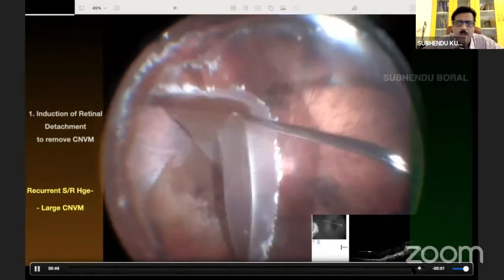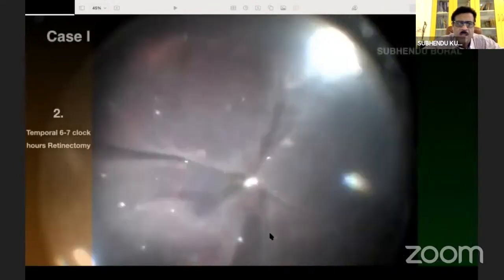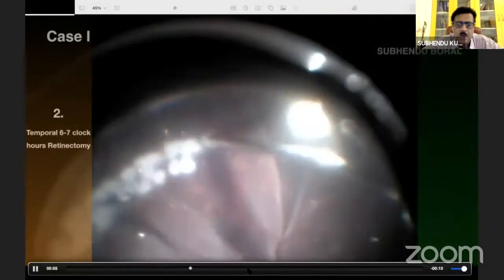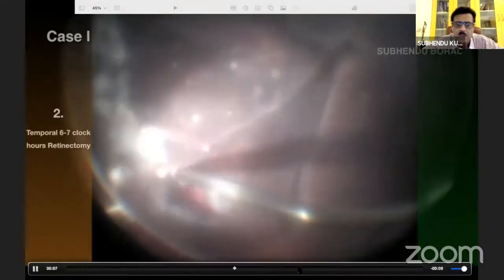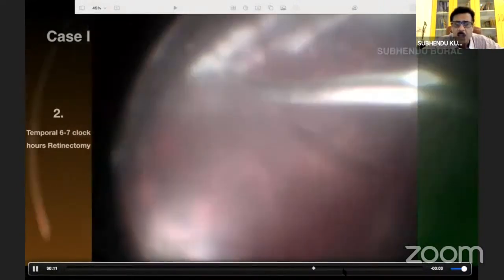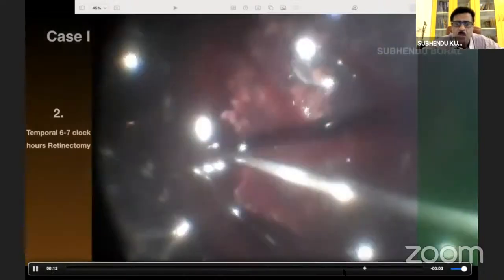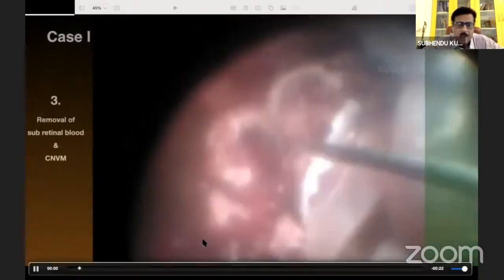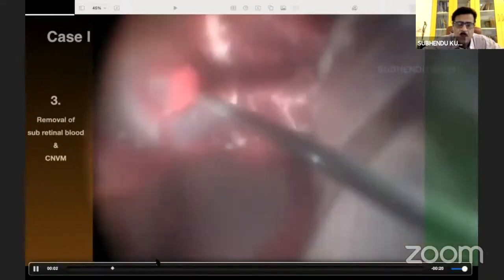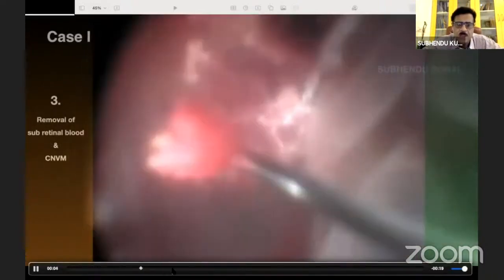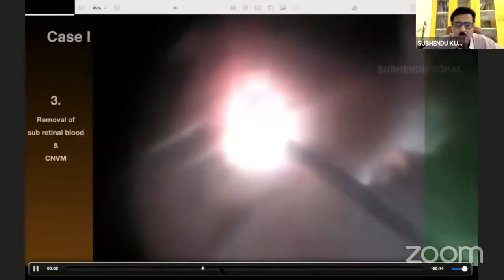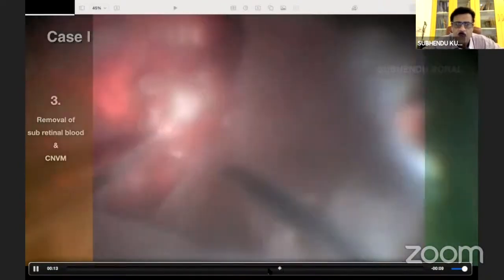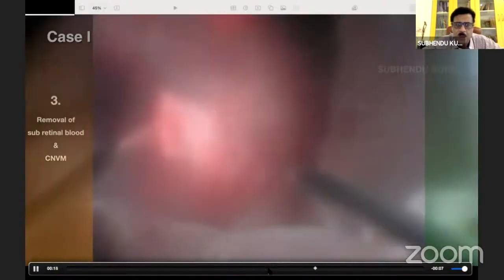If the retina is already elevated, like in this case, you can directly do a temporal 6 to 7 o'clock cross retinectomy without elevating the retina. As soon as you do the retinectomy, gush of blood will come out, and do that surgery under air. Then it is time to remove the subretinal blood. Sometimes subretinal blood is very thick and clotted, so it is very difficult to remove completely from the subretinal space. After removing all the blood, you can remove the subretinal neovascular tissue.